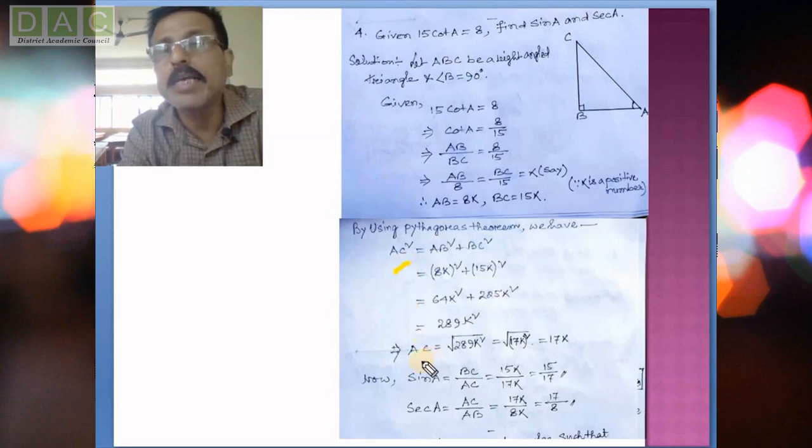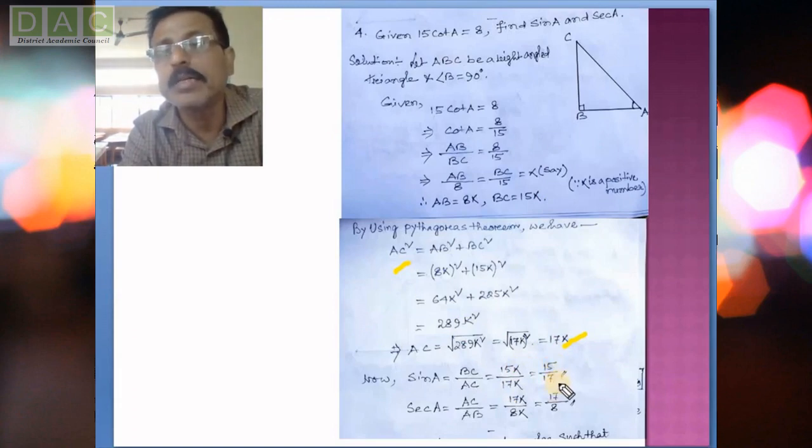Then what will be AC? AC will be root over 289K square. Now 17 square is 289, and the square root and K square cancel. So ultimately it is 17K. Now sin A equal to what? Sin A equal to, we know, the opposite side by the hypotenuse. So BC by AC. Put here, you have already got BC is 15K, and AC you have just now got as 17K, so K is cancelled. This is ultimately 15 by 17.